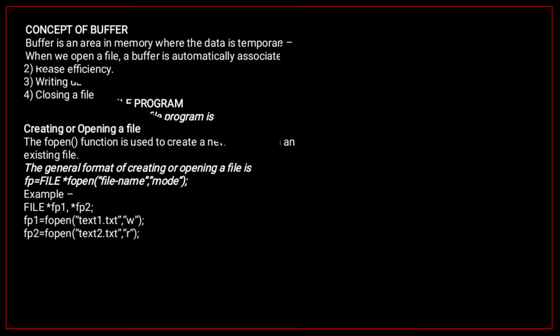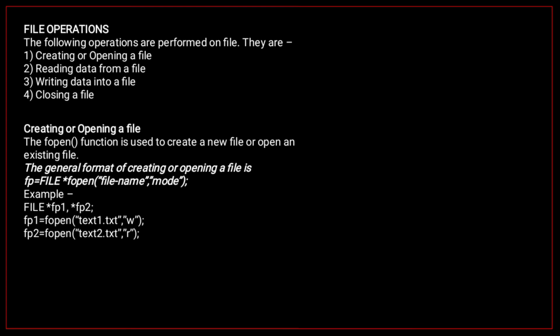Next is file operation. The following operations are performed on the file. The first is creating or opening a file. Second, reading data from a file. Third, writing data into a file. And fourth, closing a file. Now we discuss them here one by one.